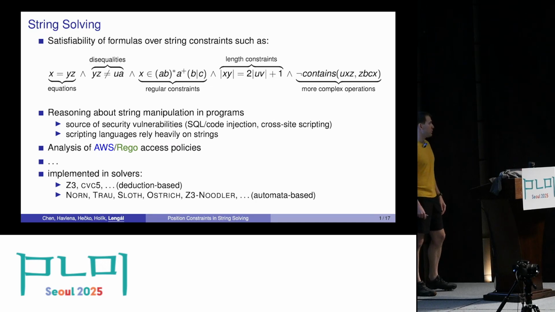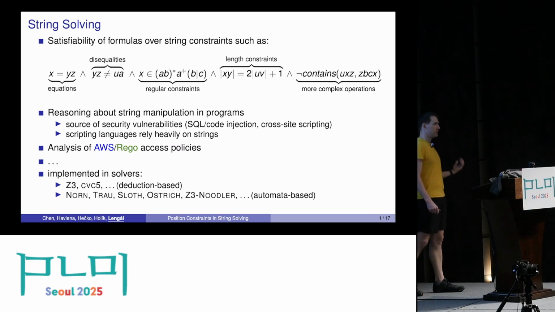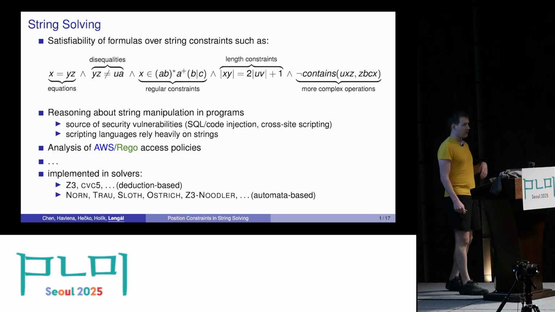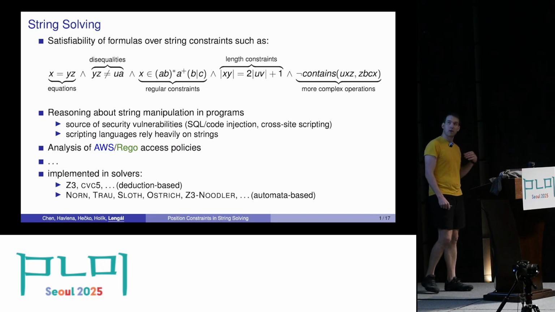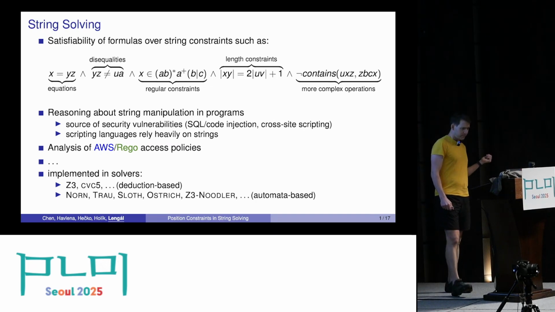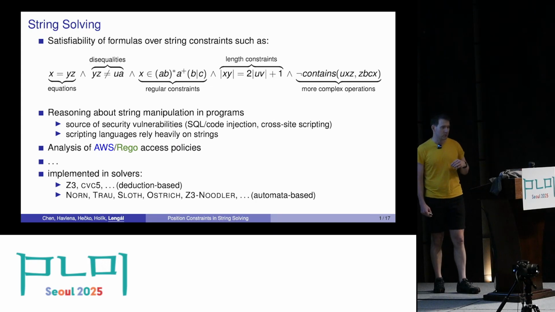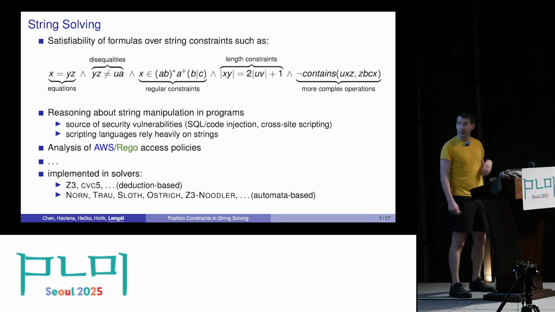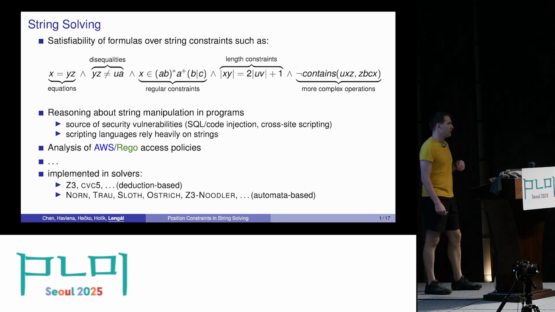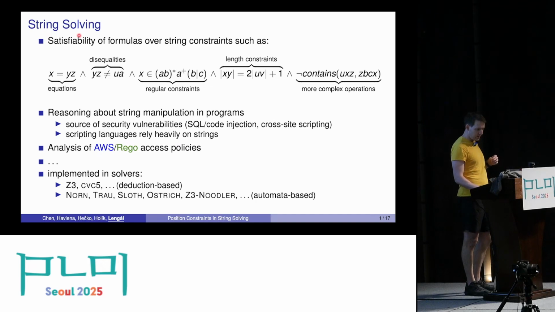Why is this important? It's important because if you want to reason about programs that are dealing with strings, and these are currently many programs because string is the basic data type of a lot of scripting programming languages, you can use this logic to express things like some SQL injection attacks in PHP or things like that. Or it can also be used in analysis of some access policies, such as those used in AWS or in Rego. Recently, it has started to be widely implemented in solvers, both in some deduction-based solvers, such as Z3 or CVC5, as you probably all know.